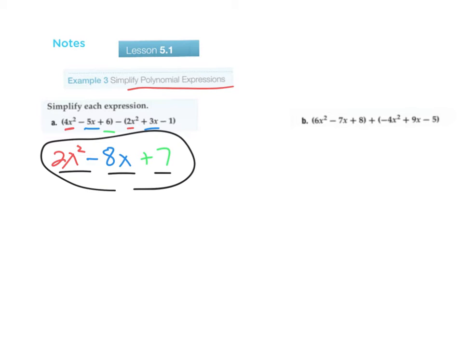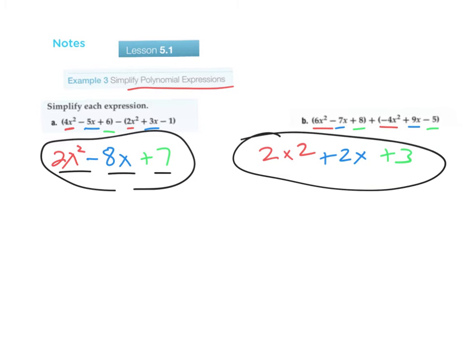So let's do addition. Adding like terms. So 6x squared plus a negative 4x squared is 2x squared. A negative 7x plus a 9x is a positive 2x. And then I have my last one, 8 plus a negative 5, which is a positive 3. And once again, those are all unlike terms, so I can't add them. So there is my answer.